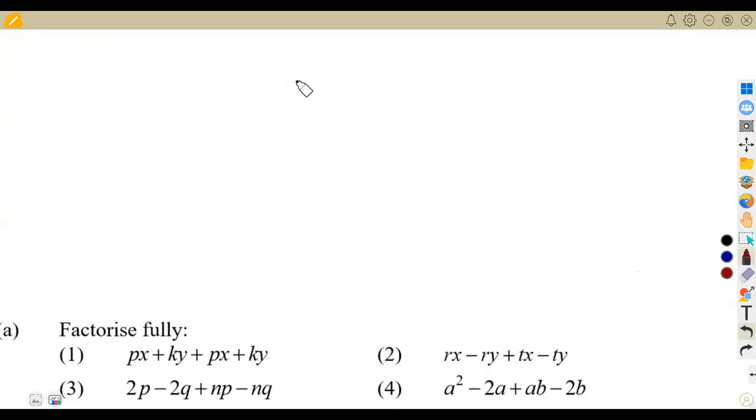Remember, we had a condition of our quadratic trinomials. If we are given x squared, maybe 5x plus 6, and you are asked to factorize, you consider having two brackets at the end. This is the same scenario that we have in this case. We are going to have two brackets at the end, but there are four terms to be considered. For example, let us take our first question, given as px plus ky, plus again px plus ky.